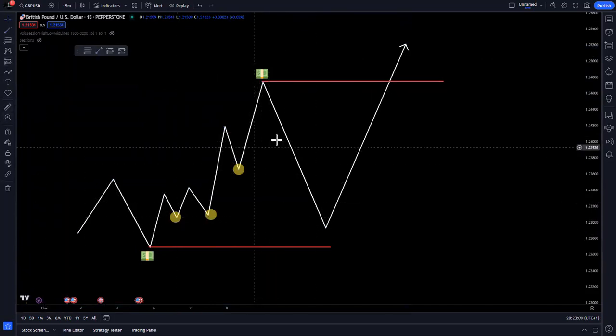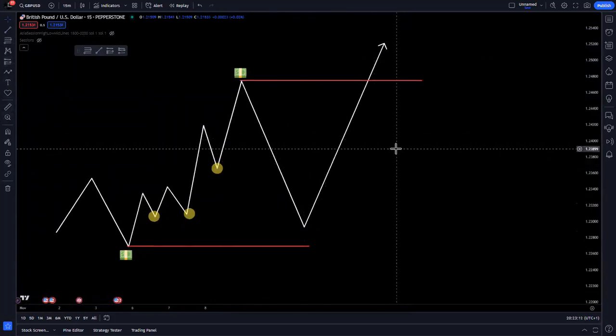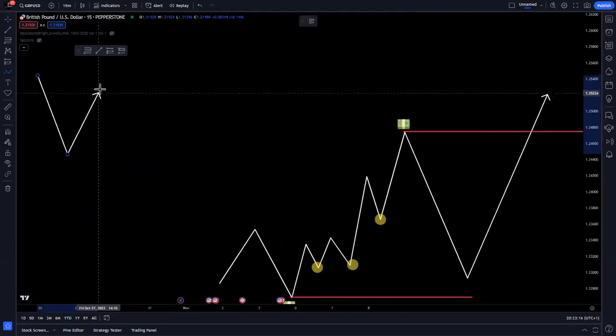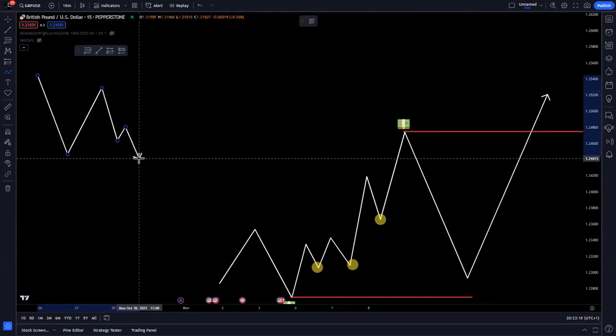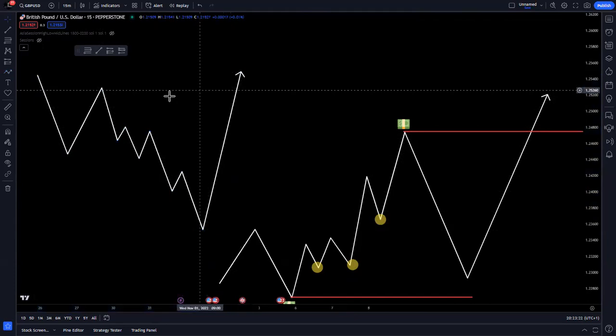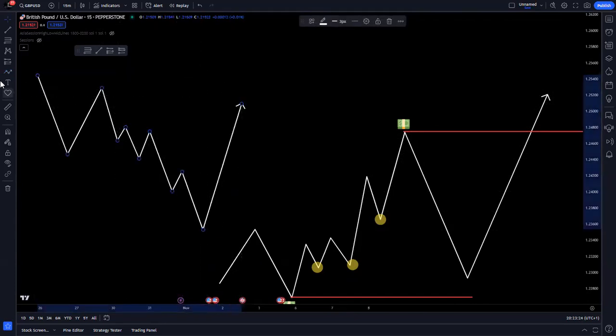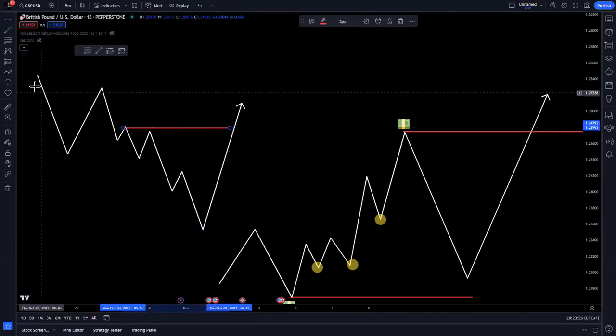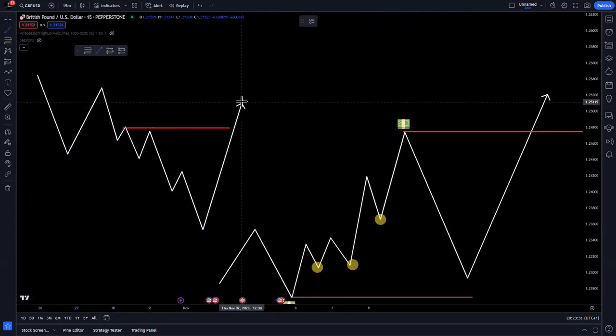This means on the inverse that if we are on a downtrend, we want to see price grab buy side liquidity before it moves lower. Does that make sense?